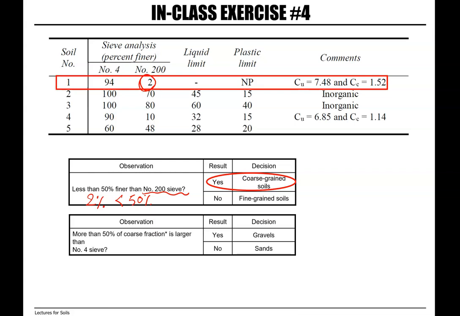So now that we know we have a coarse grain soil, we need to see if more than 50% of this coarse section is gravel or not. So we need to calculate percent of gravel divided by percent of coarse.